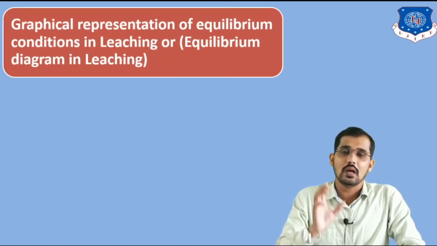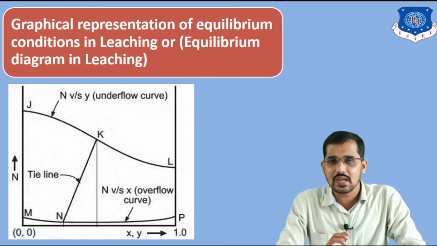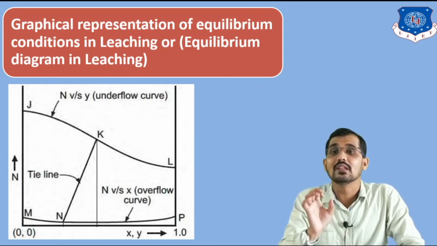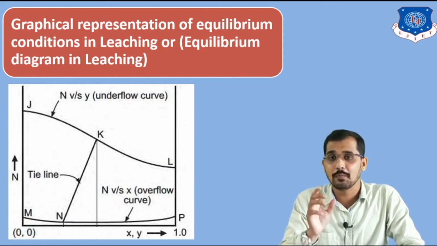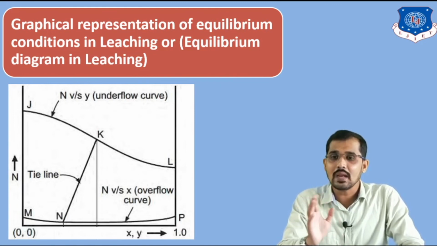Now we will see how to draw this in the graph. This is the figure for that, and this is the diagram. I can say this is the equilibrium diagram in leaching. There are different types of equilibrium diagram; I will explain those in the next lecture, but before that you can see here this is the graph between N and X and Y.